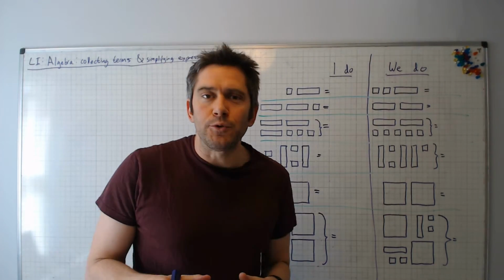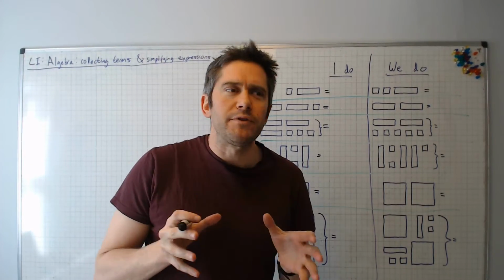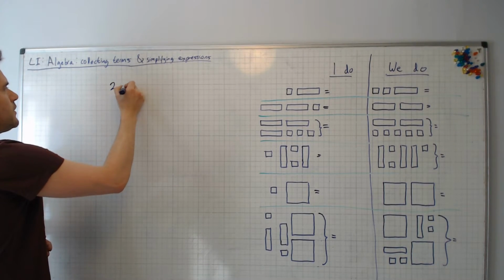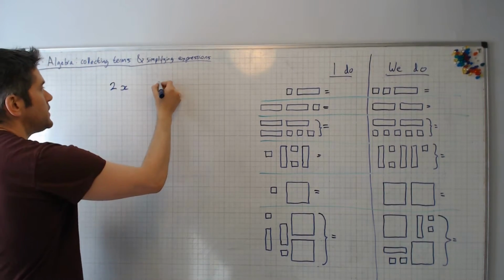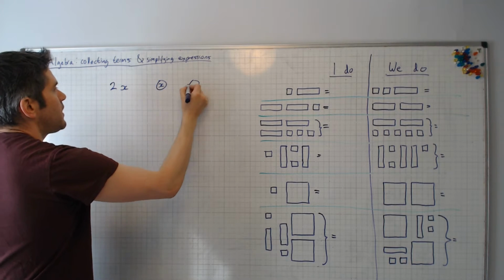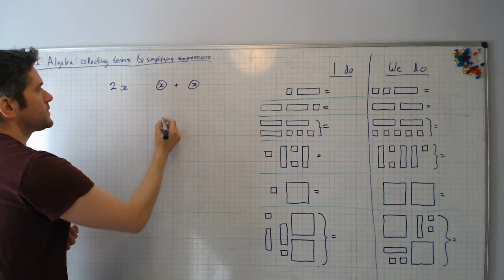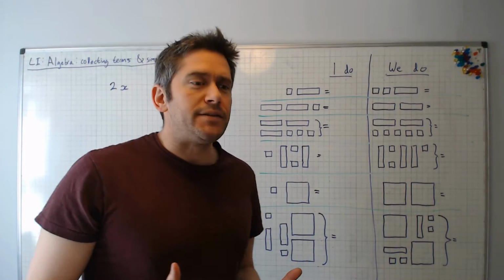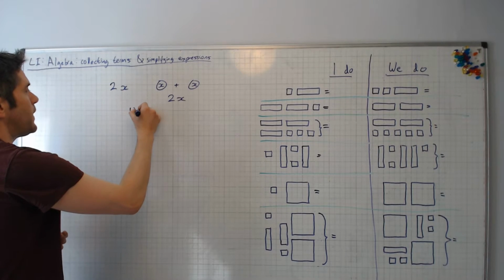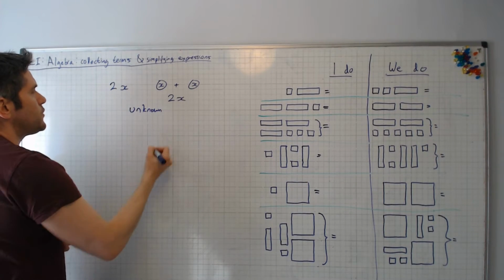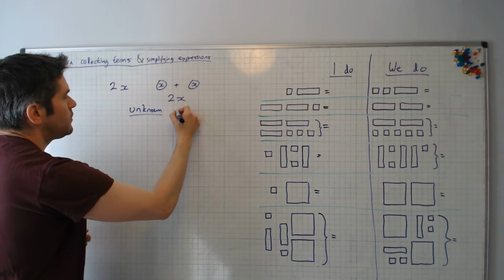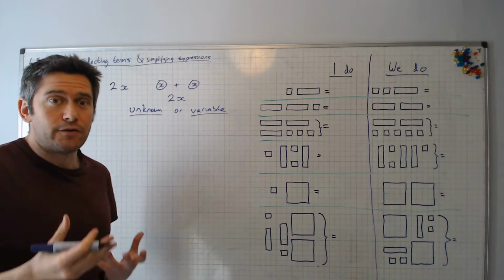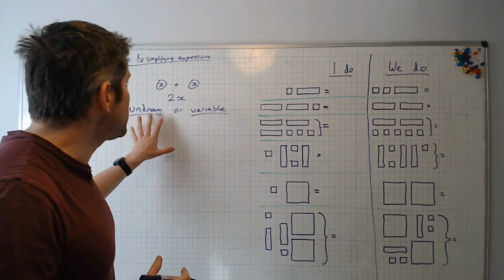So we're dealing with algebra, which is when we use letters to represent unknowns or variables. For example, when we write 2x, what we mean is we have two x's. So we've got an x plus an x, which is 2x. Now that x, we don't know what it is. It's unknown or it's variable. So we either don't yet know what that x is or it's variable, so its value can change in different scenarios. So when we're dealing with letters, that's what we mean.